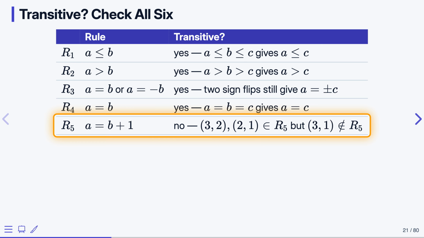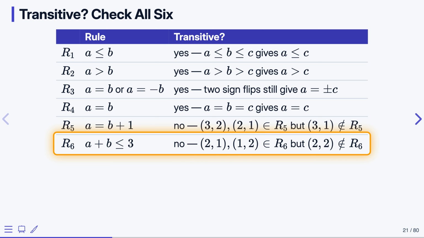R5, now a counterexample. The pair 3, 2 is in R5 since 3 is 2 plus 1. The pair 2, 1 is in R5 since 2 is 1 plus 1. Chain them. We would need the pair 3, 1, but 3 is not 1 plus 1, so R5 is not transitive.